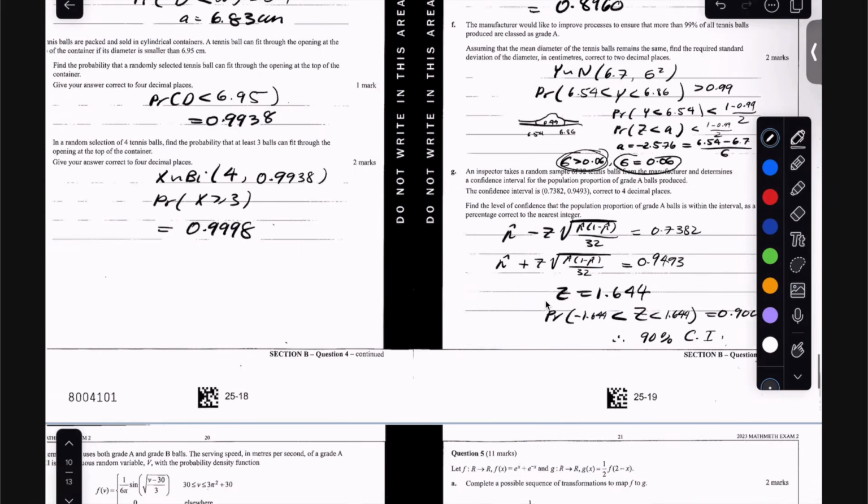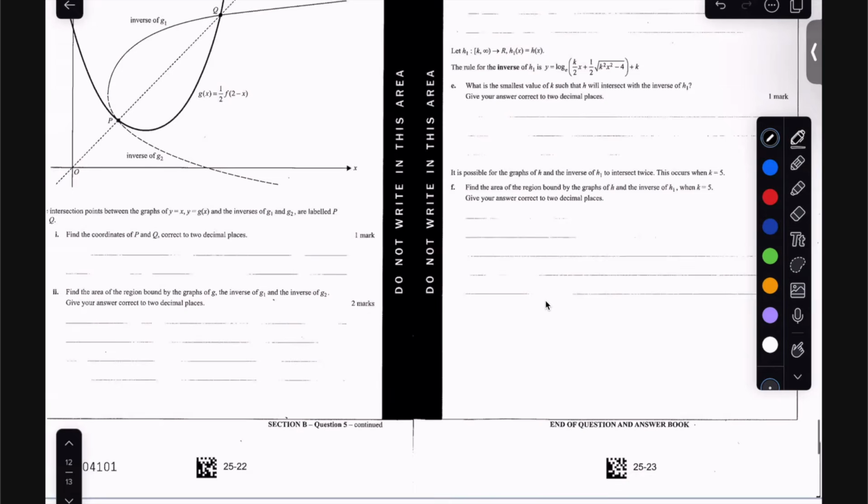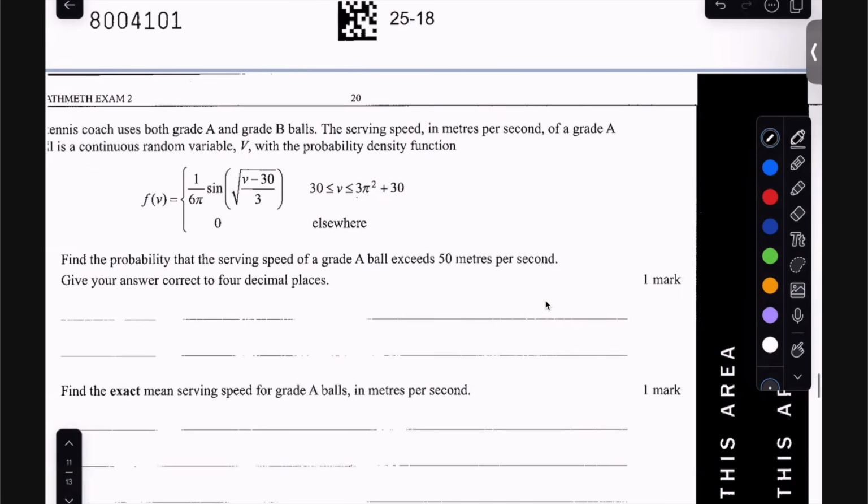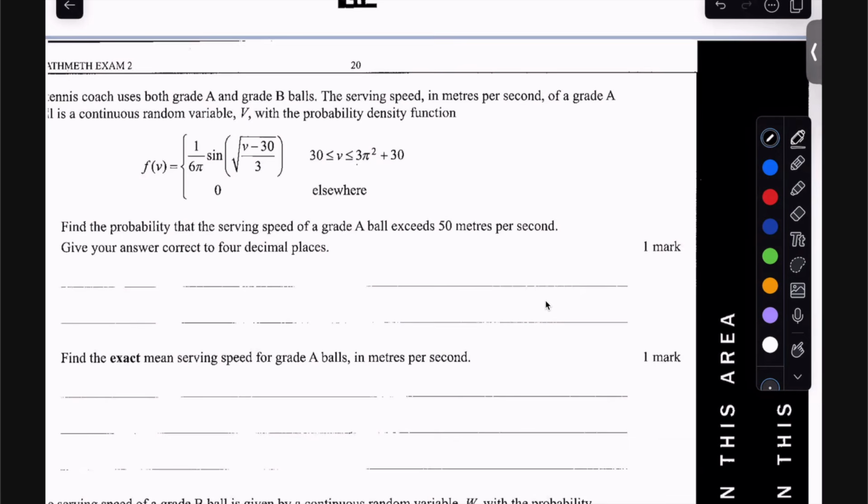Still more probability, as there always is. How many more questions? Okay, so almost finished. I hope, if the last question isn't the worst. A tennis coach uses both grade A and grade B balls. The serving speed in meters per second of grade A is a continuous random variable with that probability density. Find the probability that the serving speed exceeds 50 meters per second.